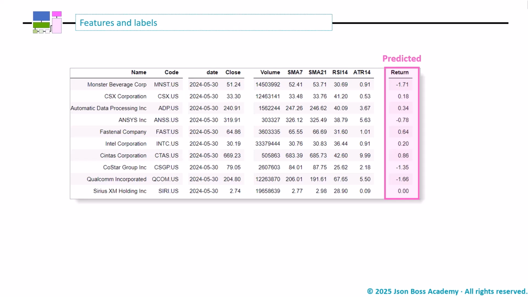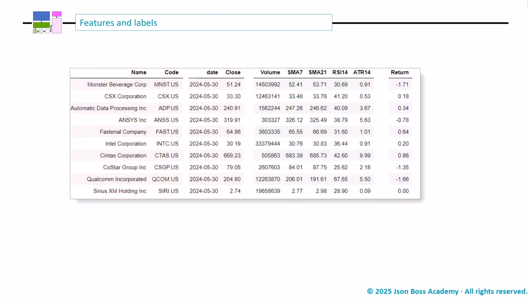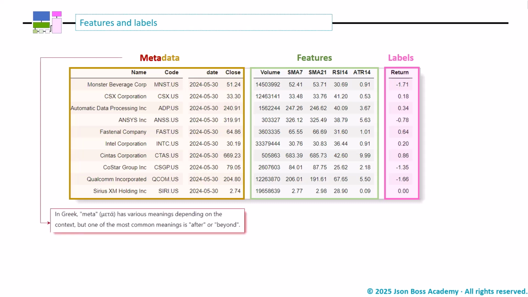In machine learning terminology, identifying and auxiliary data are simply called metadata. We use the term metadata to refer to data that provides information about other data, since meta is a Greek word that, in this context, can be translated as after or beyond.